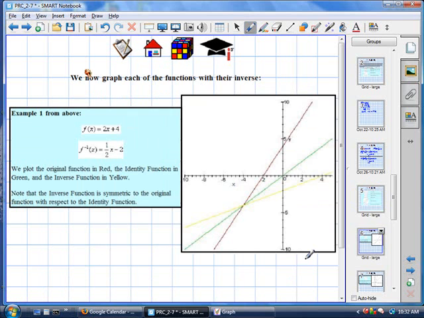Do you remember when we did the 2x plus 4 guy a few minutes ago? When you graph them, I know you can't see color, the colors are pretty dull. This red line right here is 2x plus 4. And my inverse was 1/2 x minus 2. And that is this yellow line.